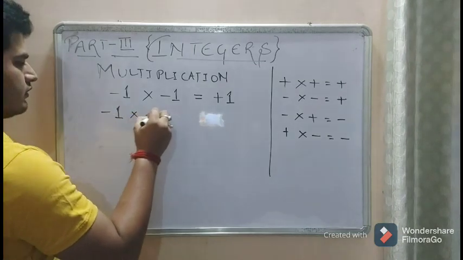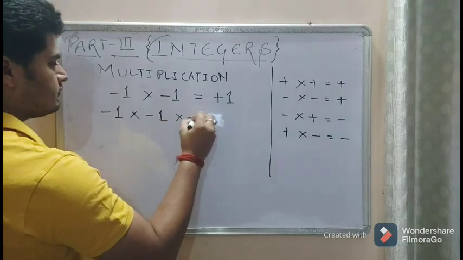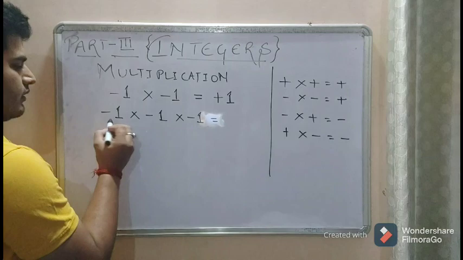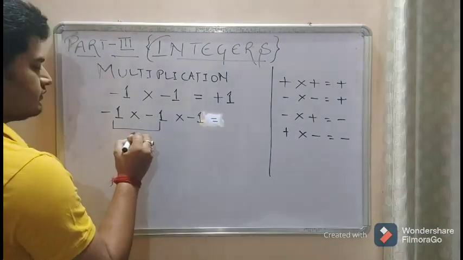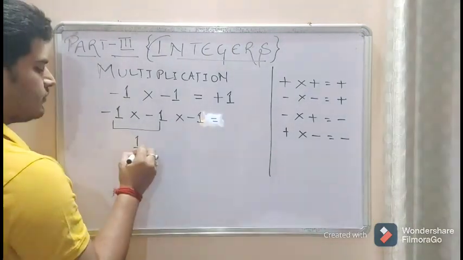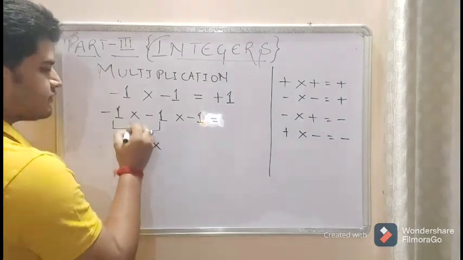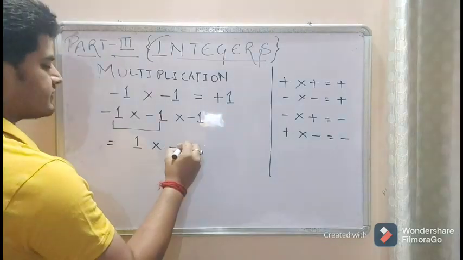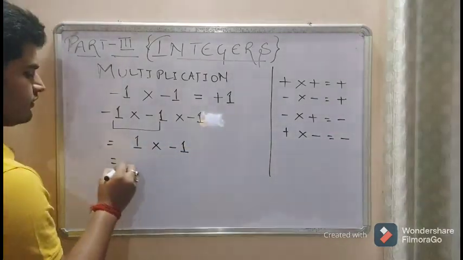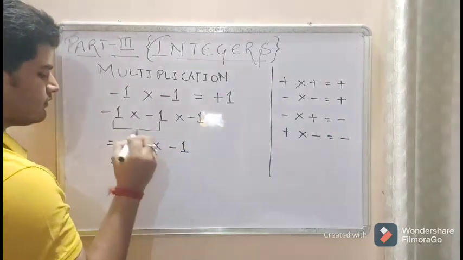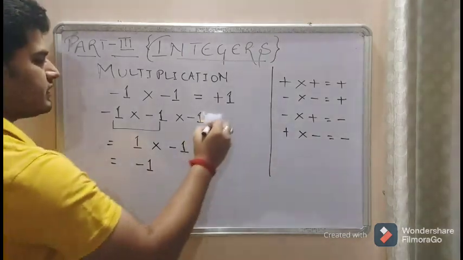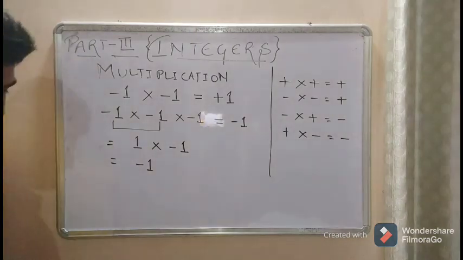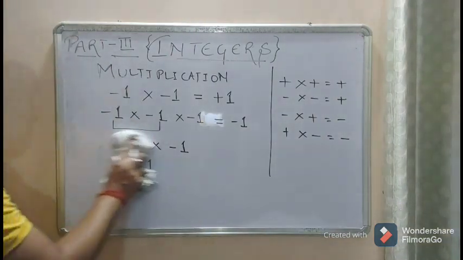Now if we took -1 three times, what will be the result? -1 into -1 will give you positive 1. So this can be solved in 2 steps, and positive 1 with a -1 will give you what? Negative 1. So the final result was negative 1. This can be said. Okay.